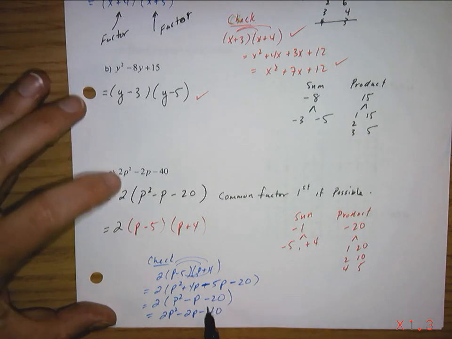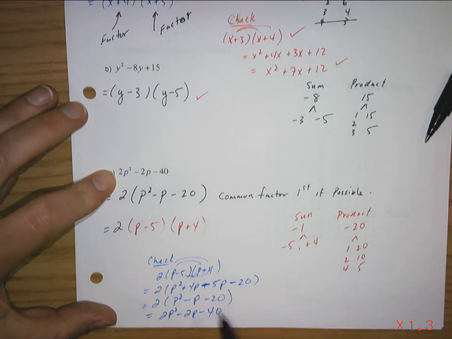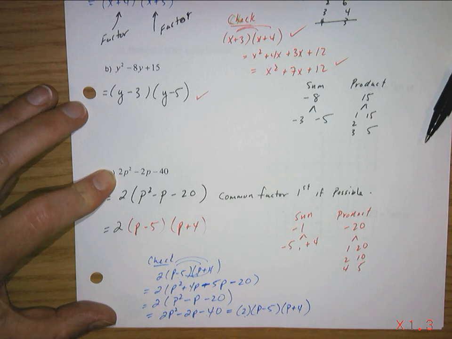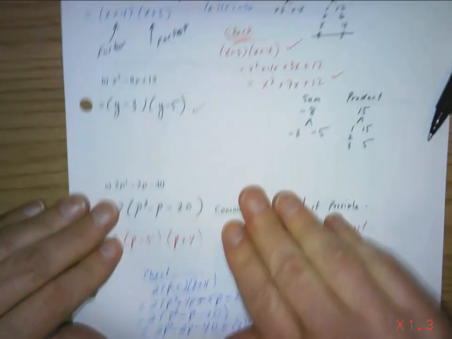Is this what we started with? It most certainly is, which means that this is equal to 2, p minus 5, p plus 4. And what we have here are 3 factors in this case, not just 2. All 3 multiply to give me 2p squared minus 2p minus 40. Let's flip the page.